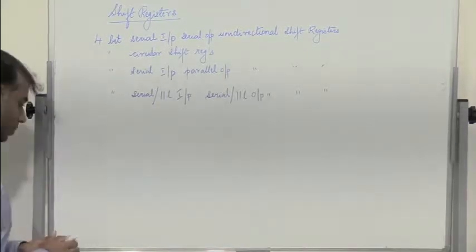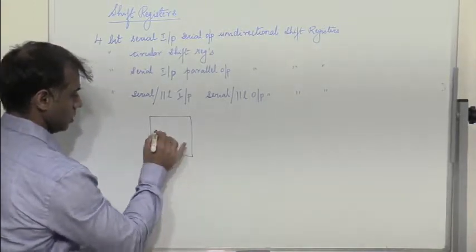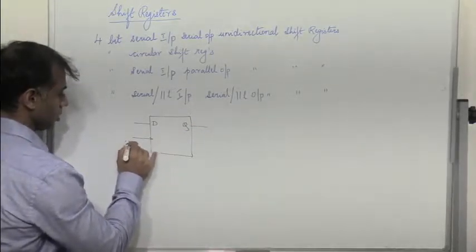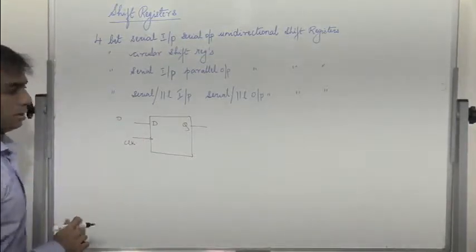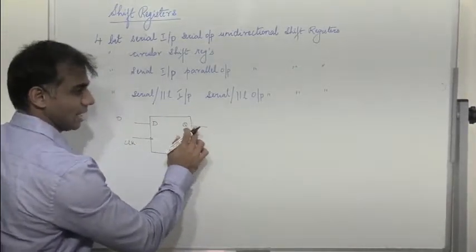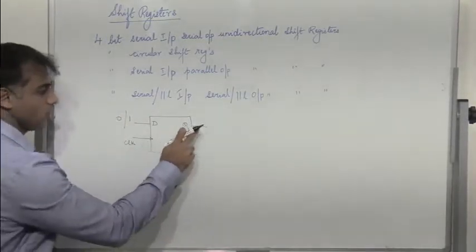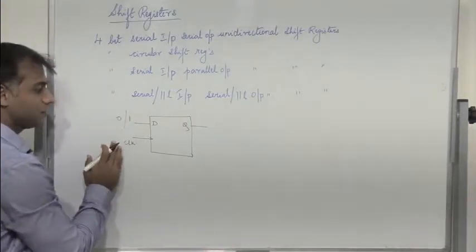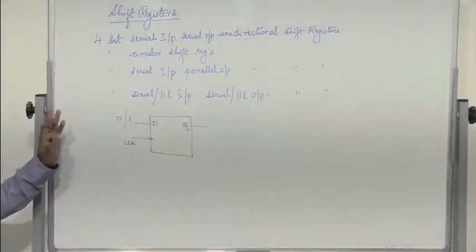So what is a D flip-flop? So input D, output Q, they are all clocked, right? So when I give 0 at the input, for the clock pulse, after the clock pulse, I get 0 at the output. Similarly, when I have 1 at the input, after the clock pulse, we get 1 at the output, right? So the output essentially is the input after the triggering pulse or after the triggering clock, right?